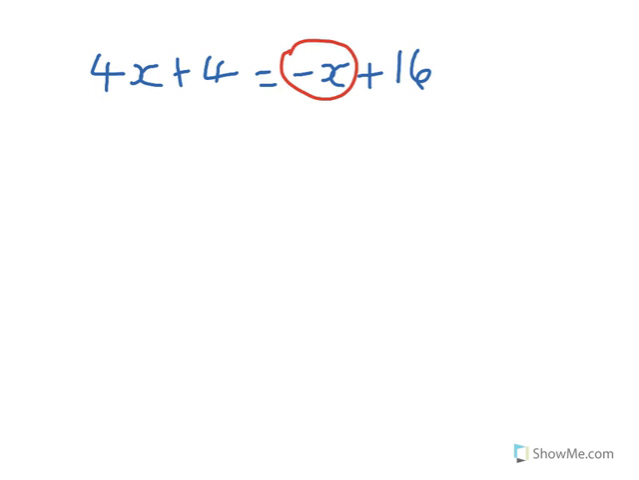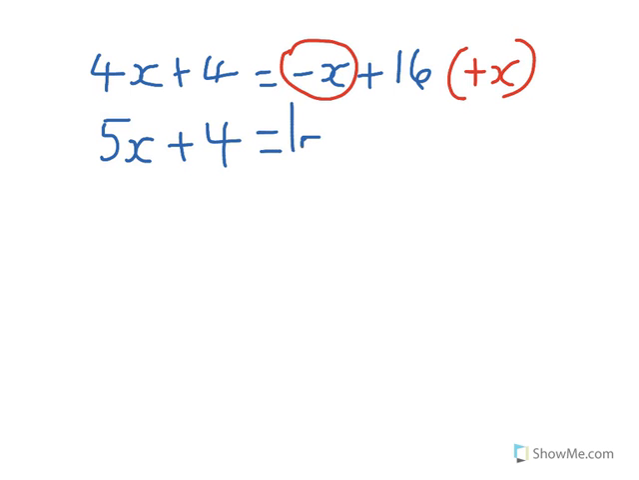Now how are we going to get rid of minus x? Well, this time we are going to add x. Minus x, add x, that will make the x's disappear there. But of course we need to add x to both sides. So the next line would say 5x, because we've added x to it, plus 4 equals, the x's have disappeared, plus 16.